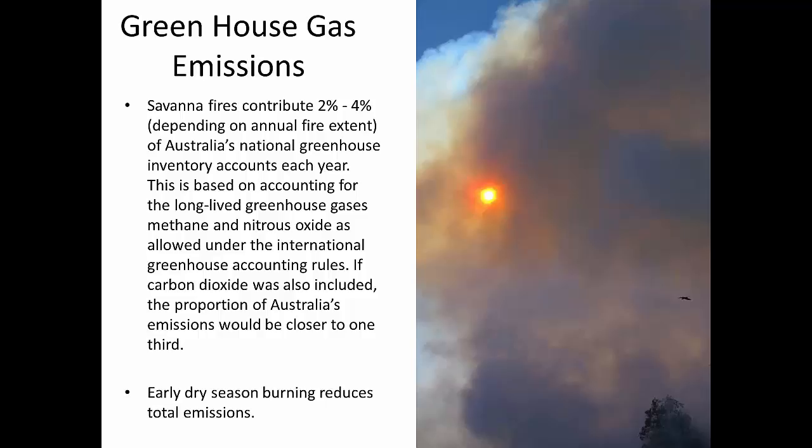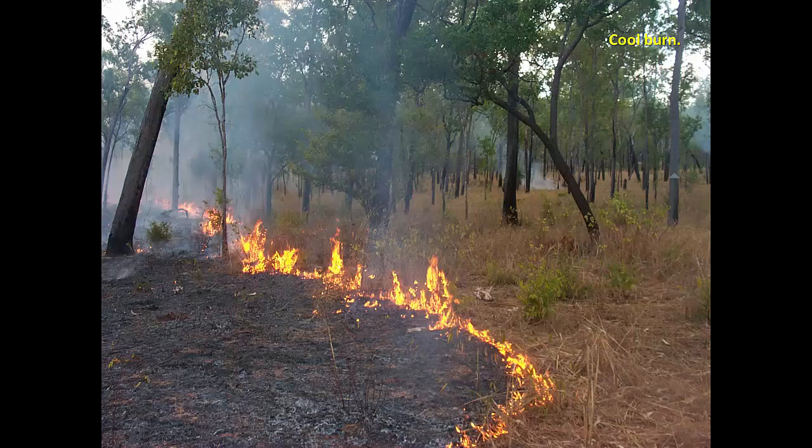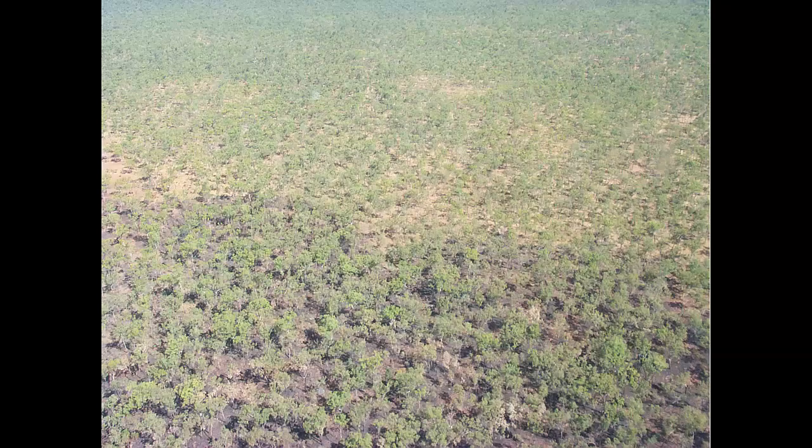This is based on counting those long-lived gases such as methane and nitrous oxide, and would be substantially more if we included carbon dioxide in the accounting. And once again, a lot of those emissions come from late dry season fires. So here's a picture of what we call a cool burn. You can see there's not a lot of smoke coming off it, and they're fairly low intensity, no crown fire, and they're fairly patchy as well.